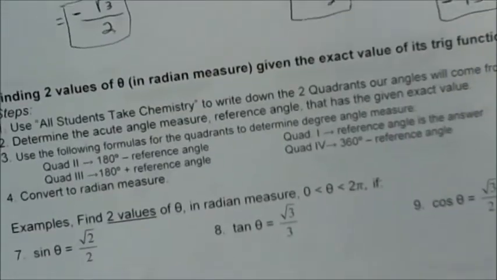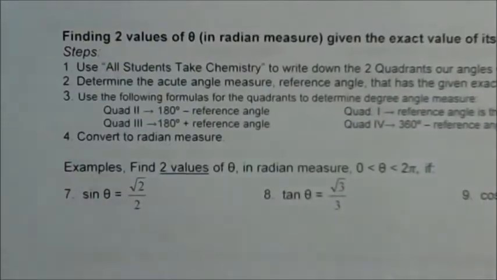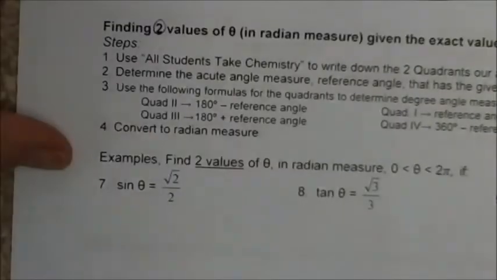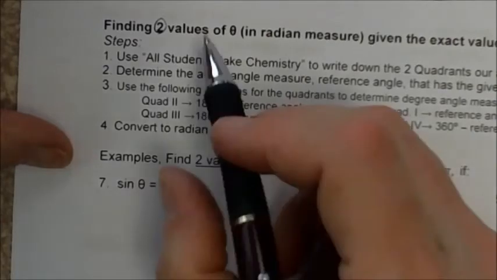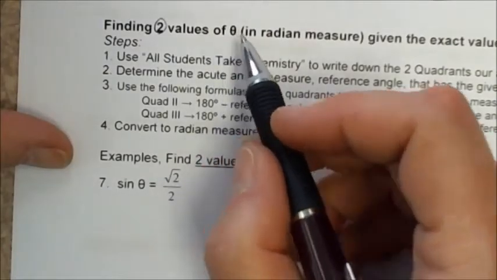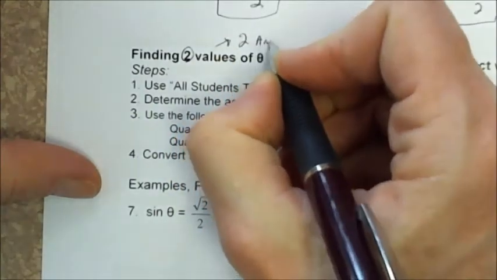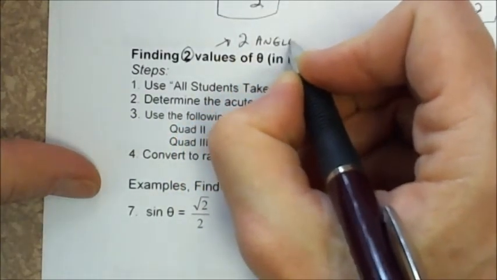Now let's go and do the reverse. The reverse, the second part of this, says we're going to find two answers to every question down here. 2 values of theta, which means 2 angles. 2 angles are going to be in our answer.